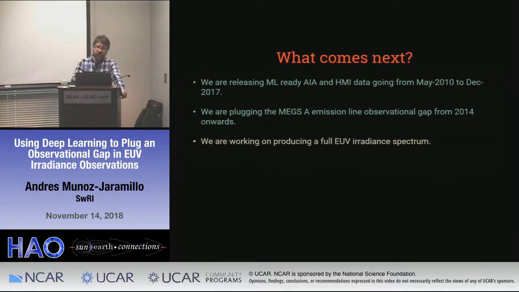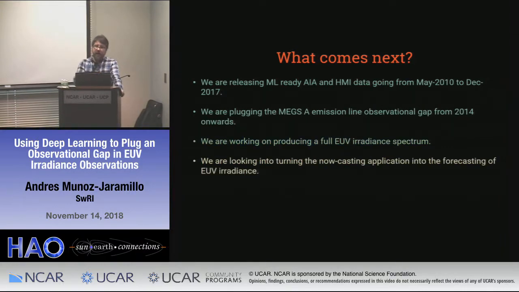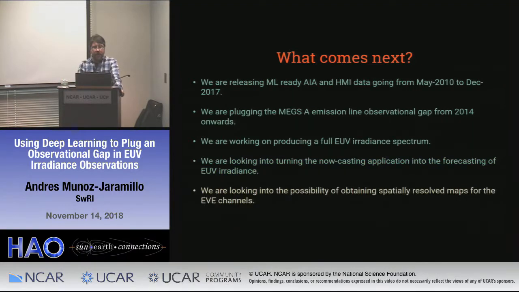And we're going to be working on producing a full EUV radiance spectrum. At this moment, we were only using 14 channels in the MEGS-A. But the full MEGS-A spectrum is 1,500 channels, which is challenging. I mean, we tried to do it, but it was very challenging to do. So we're basically solving this problem. We're looking into turning the nowcasting application into the forecasting of EUV radiance. And we're looking into the possibility of obtaining spatially resolved maps for the EVE channels.